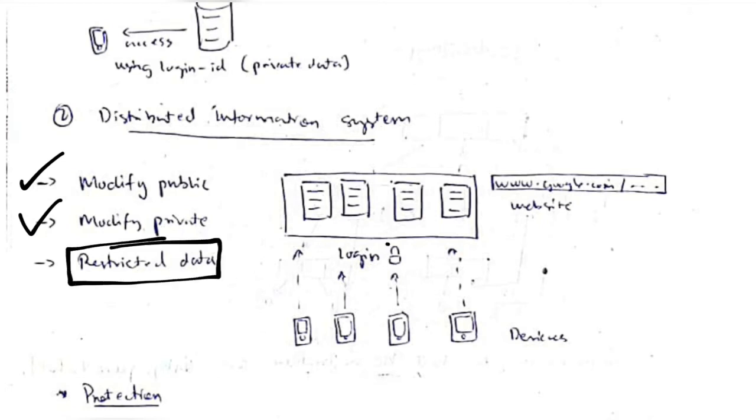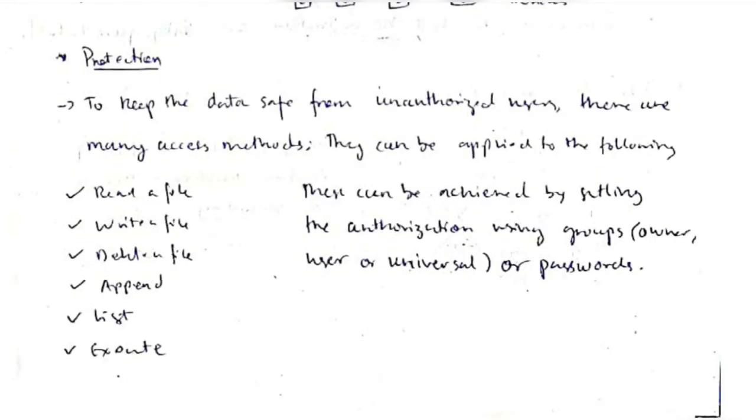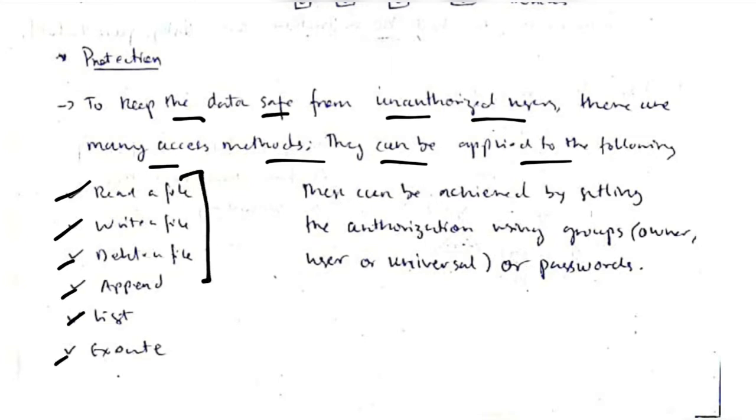Okay, so for all of that, the login is required, and since it's a website, everyone has access to it. It's known as a distributed information system. To keep the data safe from unauthorized users, there will be many access methods, like what are the possible file operations: read a file, write a file, delete, append, list, and execute. It depends on what access will be given to the users.